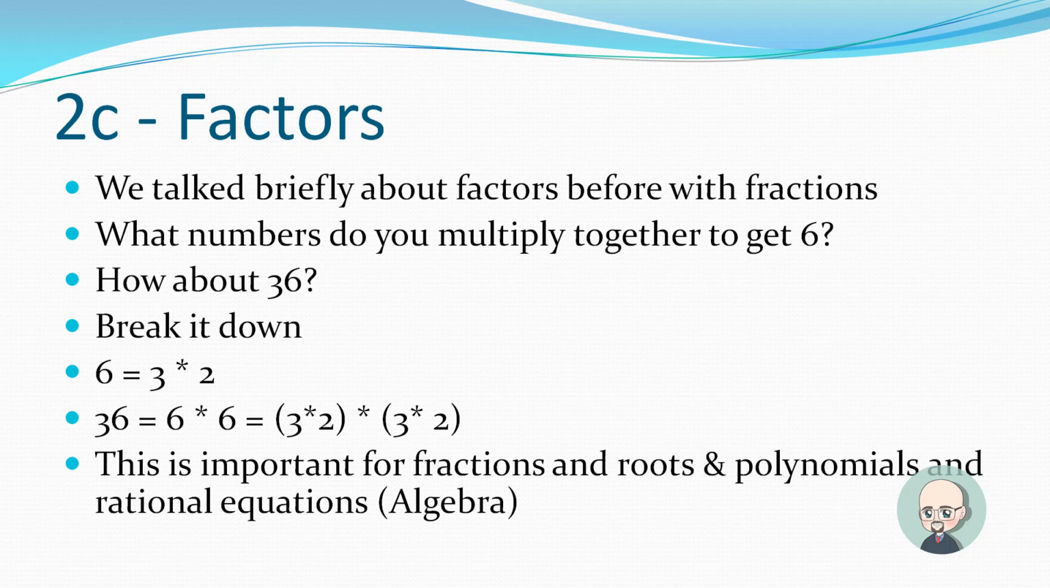Okay, let's break it down. 6 equals 3 times 2. 36 equals 6 times 6. We can further break down 6 into 3 times 2. So when we factor, we're breaking things down. So 36 can be factored into 6 times 6, or it can be further factored into 3 times 2 times 3 times 2, or 3 times 2 times 6. This is important for fractions and roots and polynomials and rational equations in algebra, which we'll get into a little later.